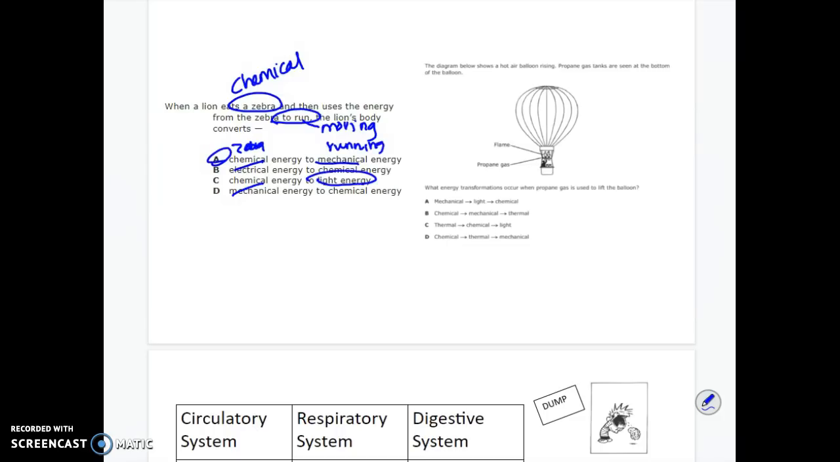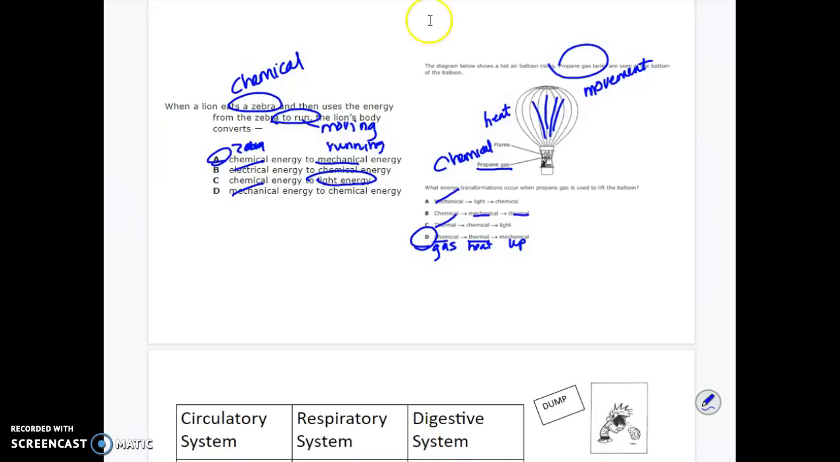It doesn't turn to a light unless he ate it and started glowing, which he did not. All right, the diagram below shows a hot air balloon rising. Propane gas tanks are seen at the bottom of the balloon. So propane gas tanks right here, this is chemical energy. Again, that's the gas. It's stored in there until we release it by turning it on and lighting it up. That flame then is some sort of heat energy, and then that causes all that energy to come up here. We know that heat rises, which causes movement, so a mechanical type energy. So here we have the chemical to mechanical to thermal, or chemical to thermal. Yeah, so this is the gas, that is the heat, and that means that it's traveling up. So our correct answer is going to be D.